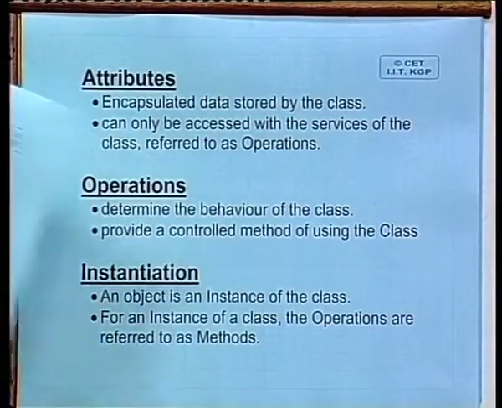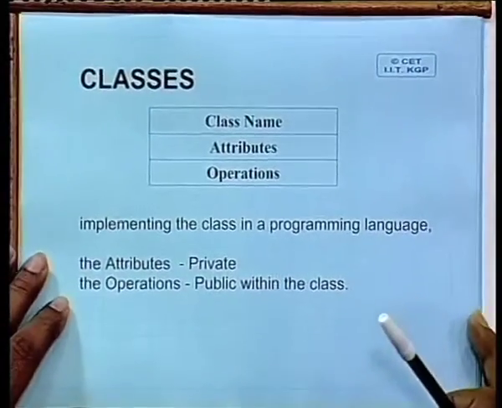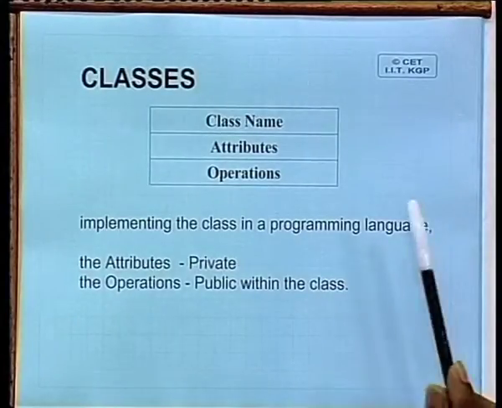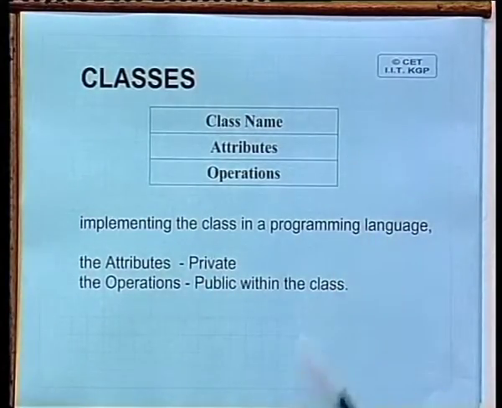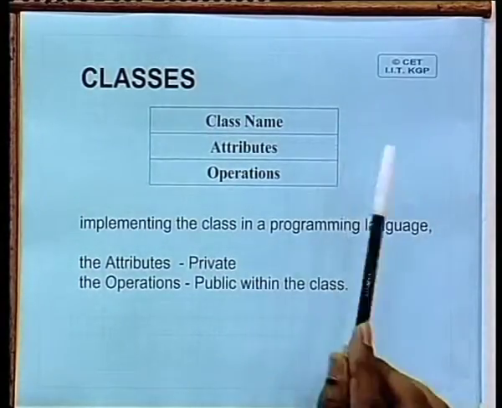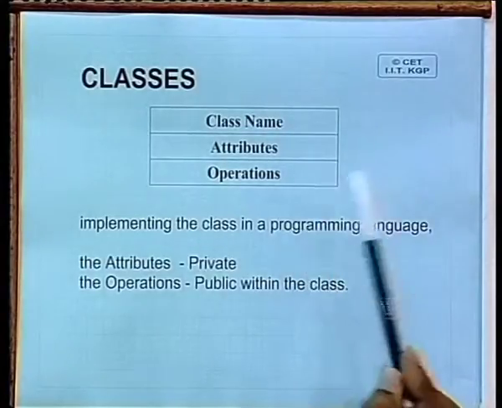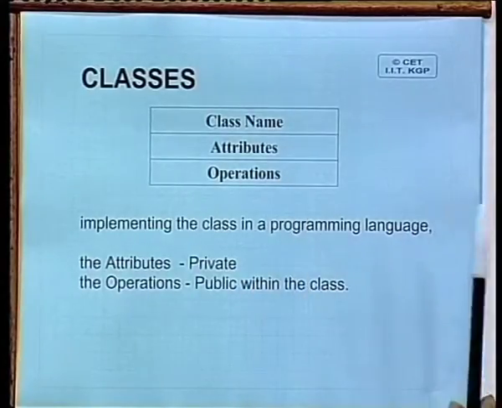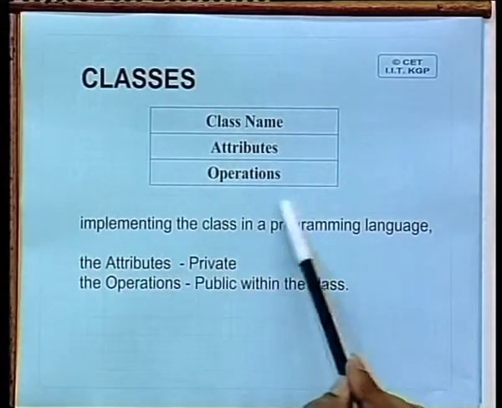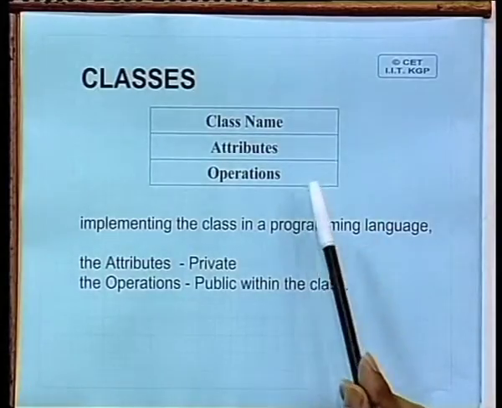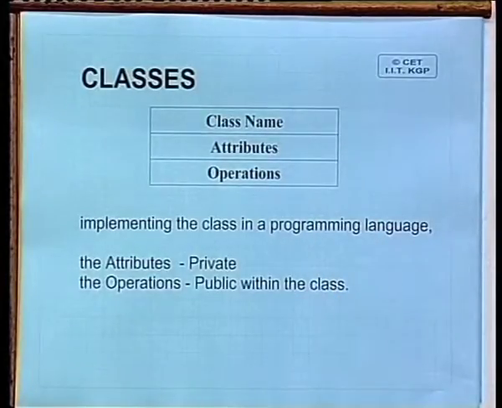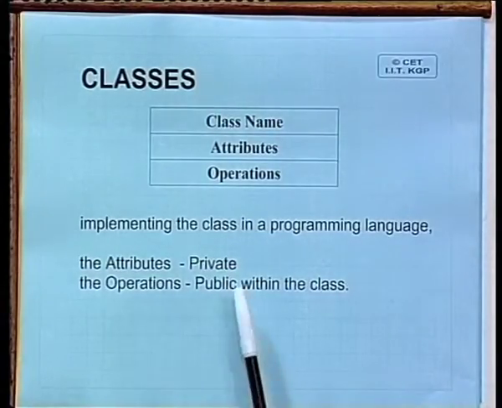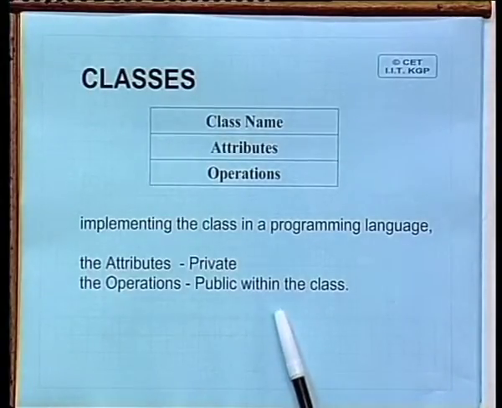Then let us go to the actual thing, that is the classes. The classes usually are represented in the form of a rectangle. The rectangle is to be divided into three parts. Top portion we write the class name, middle portion we write the attributes, and the last portion of the rectangle we write the operations. So, implementing the class in a programming language, we require the attributes to be private and the operations to be public within the class.